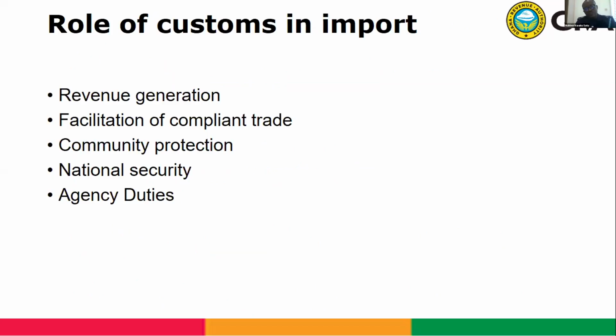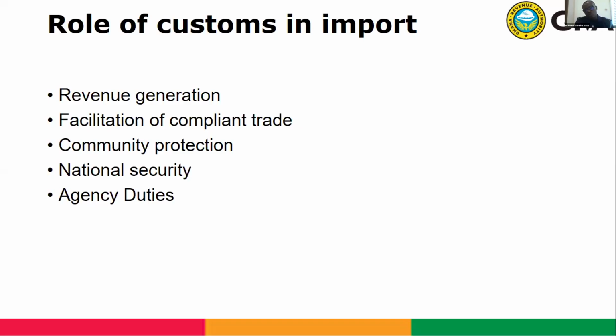And customs is also enjoined to facilitate compliant trade. When a trader is compliant, you have to facilitate the clearance of goods of that trader for the trader to be able to achieve his or her aim, and also to motivate other people to be compliant. And that is the main reason why we are here today.